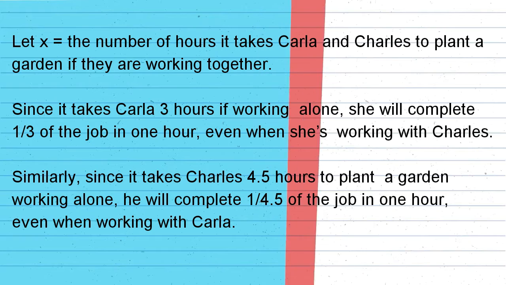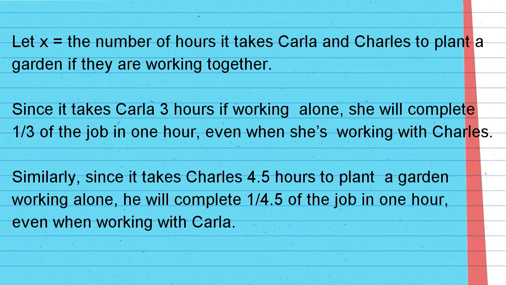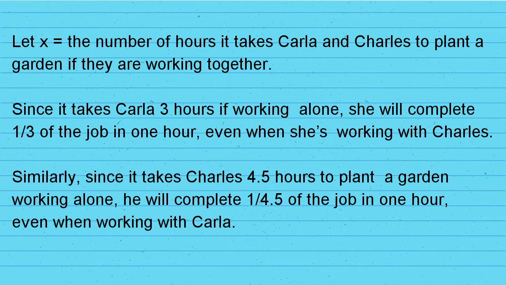So let x be the number of hours it takes Carla and Charles to plant a garden if they are working together. Carla will complete 1/3 of the job in 1 hour even when she's working with Charles, while Charles will complete 1/4.5 of the job in 1 hour even when working with Carla.